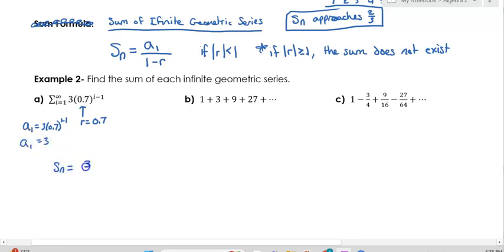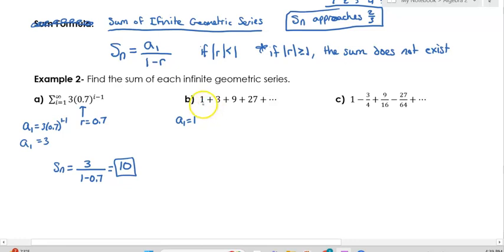So my formula, I take the first term, which is 3, over 1 minus the R value. And you can literally just do that in a calculator, and you get 10. So if you kept up this series and added up numbers and go on and on and on, it will eventually approach 10.